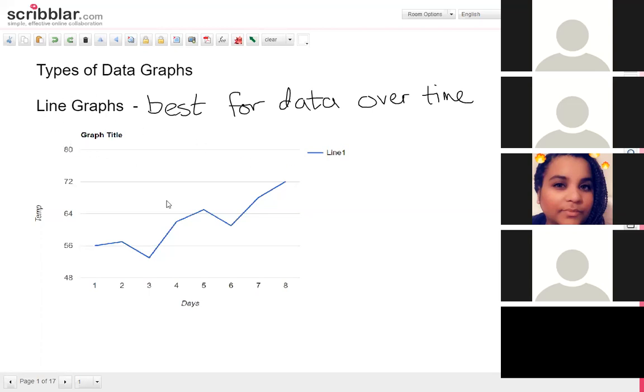You can also have a double line graph if we had a second set of information that was also graphed on here and connected with lines. Maybe you want to compare the temperature in 2 cities. Each city would get its own line graph, and so 2 of them on the same graph is just called a double line graph, but it's still best for data over time.